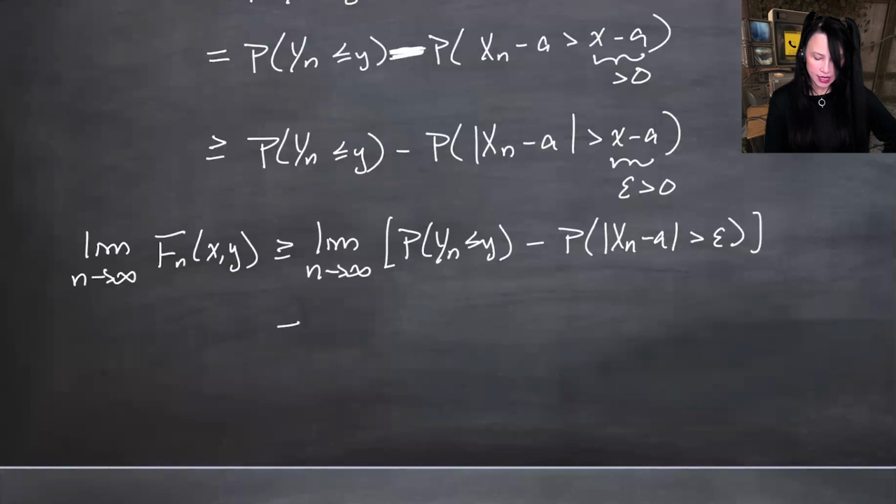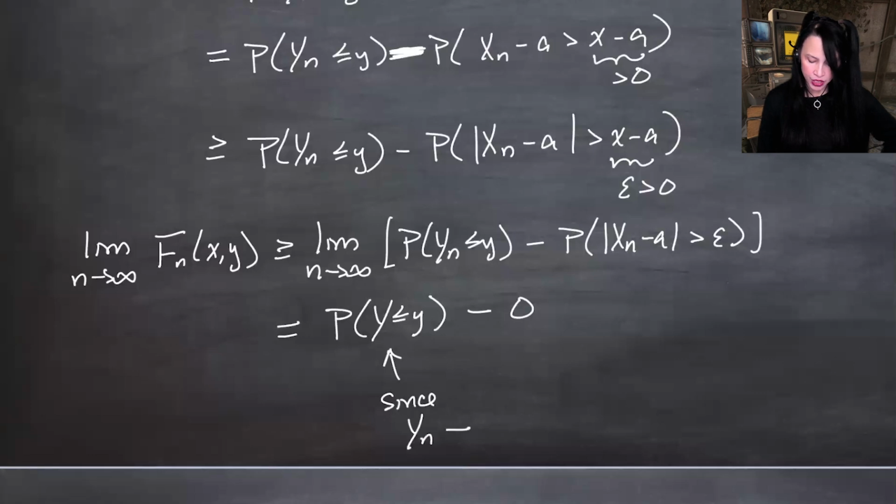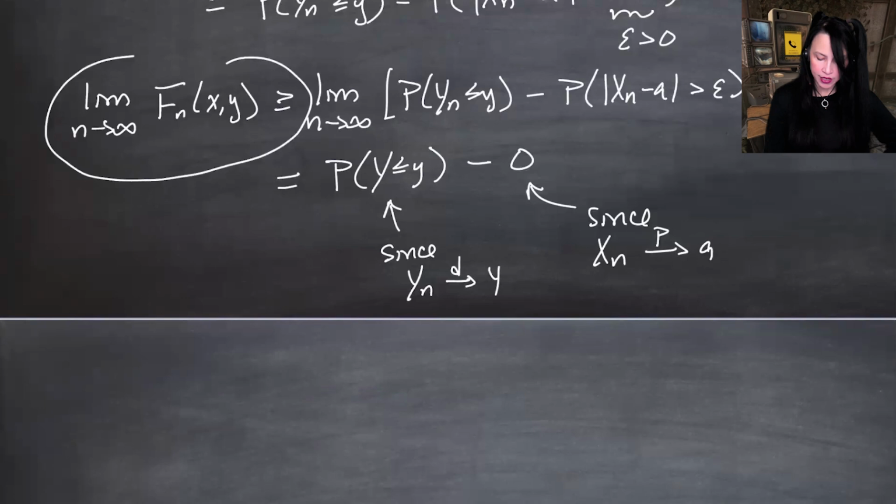The first limit is the probability that y is less than or equal to y, because yn is converging in distribution to y. And the second limit is 0 because xn is converging in probability to a. So this is since yn is converging in distribution to y, and this is since xn is converging in probability to a. So we have this limit is greater than or equal to this.